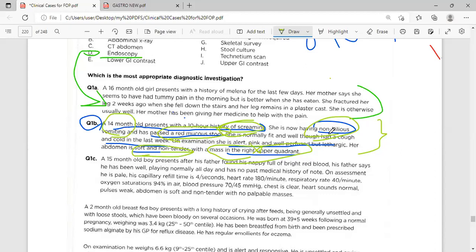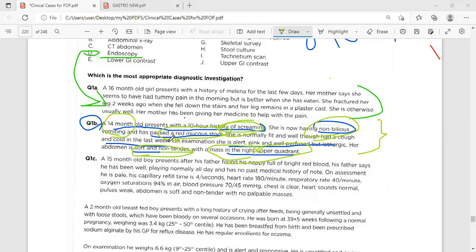So why not bilious vomiting? If it is intussusception, most likely the obstruction is in the lower part of the GIT. What happens is that in intussusception, initially the patient will come with non-bilious vomiting. Later on, the patient is going to develop bilious vomiting.